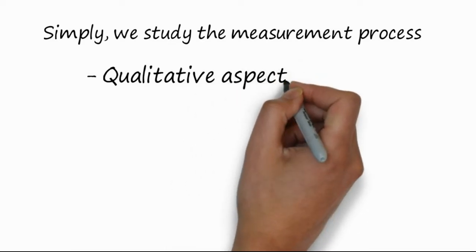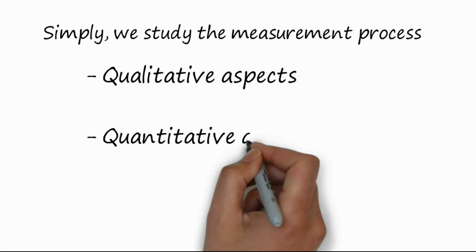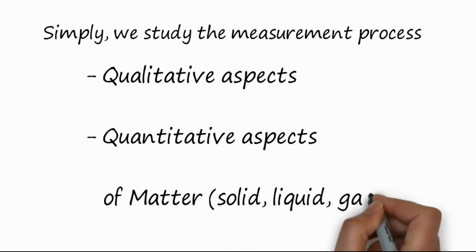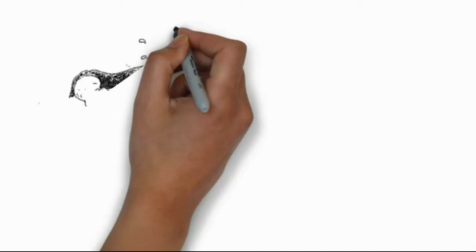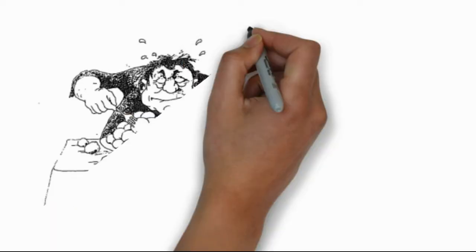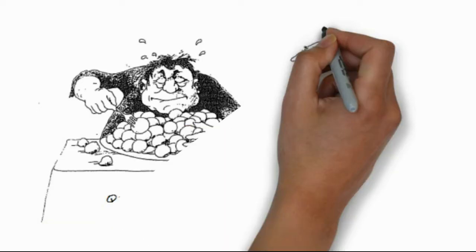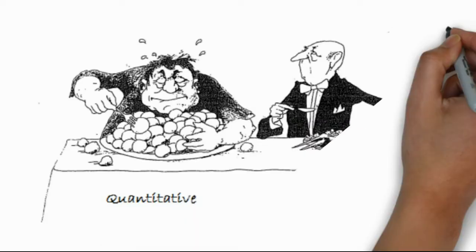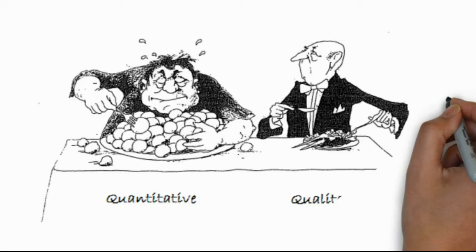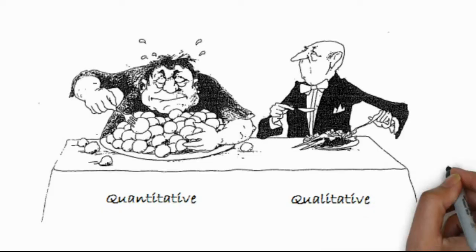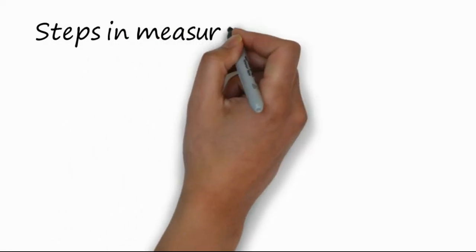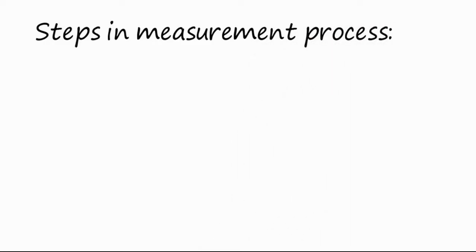In this process, we study qualitative aspects of matter and quantitative aspects of matter, which may be either solid, liquid, or gas in nature. Here is a simple presentation of the qualitative and quantitative aspects. One person is eating a lot of food, so he is looking at the quantity of the food, while the second one does not need too much food, but rather the quality of the food.